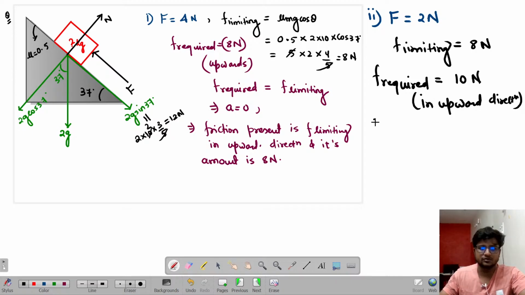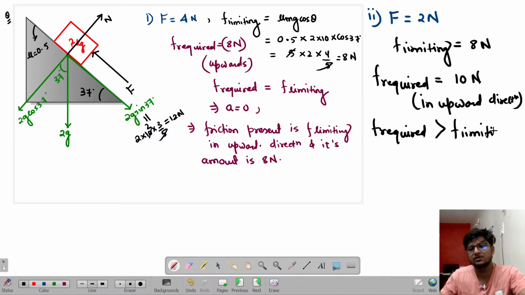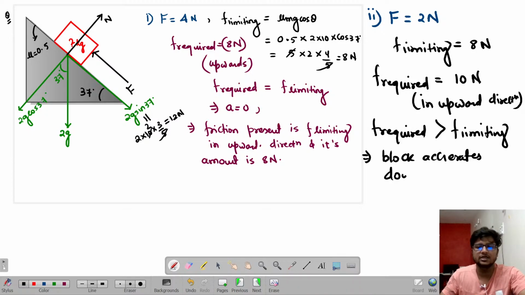8 Newton. So again, what I found out is that F required is basically more than F limiting. What will happen to the block? This implies that the block accelerates downwards. Is that clear or not? Say something, yes or no? And the block will accelerate in the downward direction, and that acceleration is going to be how much?